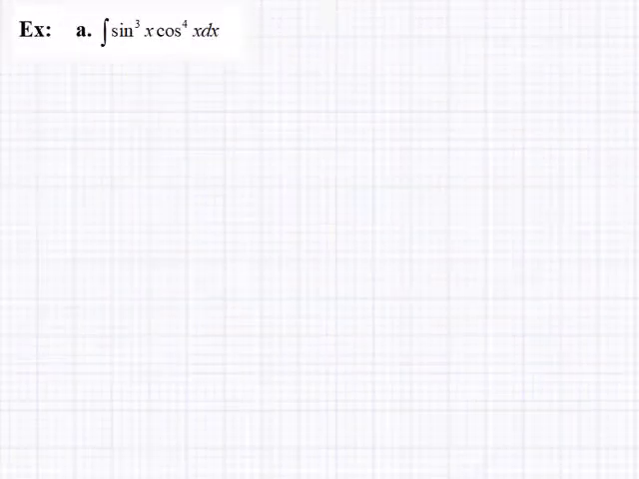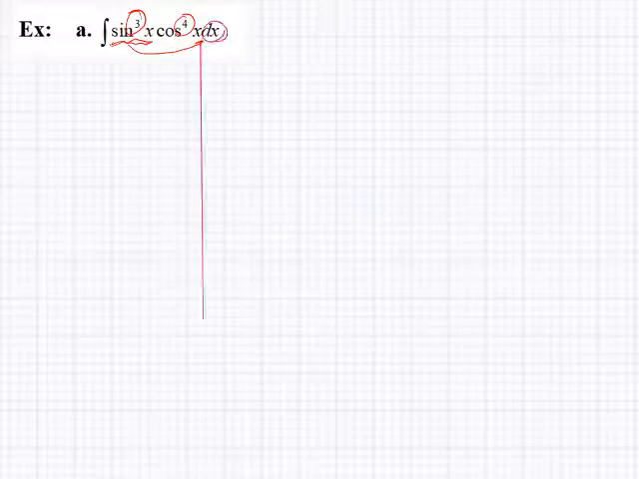So here's a prime example. Very similar to my first example, except for right here. That's the big difference, and that makes all the difference in the difficulty level of this problem. Okay, so what we see here is we have sine to an odd power, cosine to an even power. So we're going to focus on the fact that sine is to the odd power. So what I'm going to do is pull one of these sines out and save it for my du with the dx.